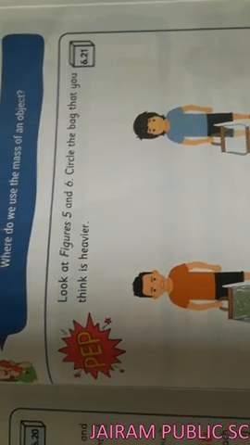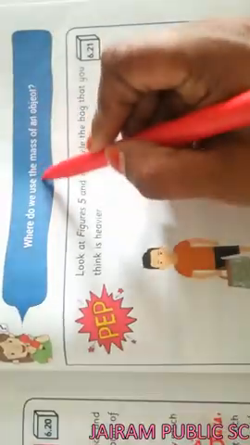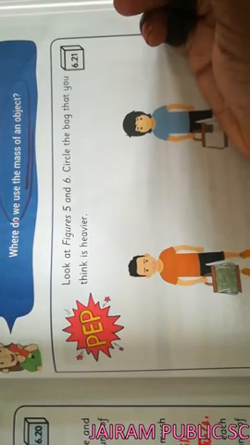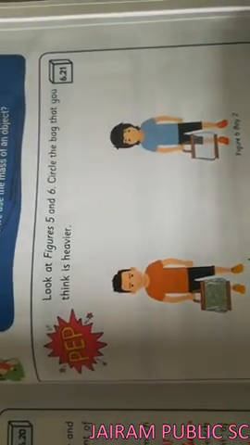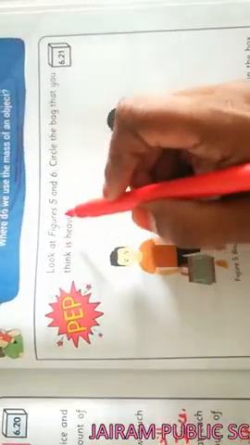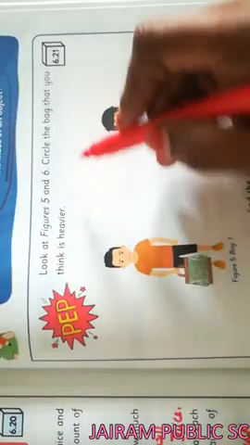Next, studio book page number 153, children. Where do we use the mass of the object? In which way we have to find the mass of the object? This is a new topic. We have to learn the new topic now. Activity number 6.21. This is PEP activity. Look at figure 5 and 6. Circle the bag that you think is heavier.